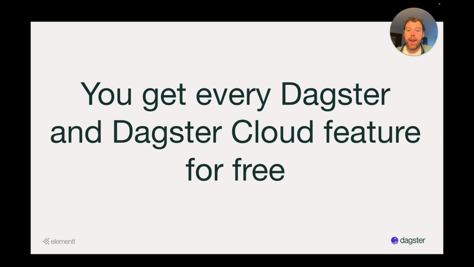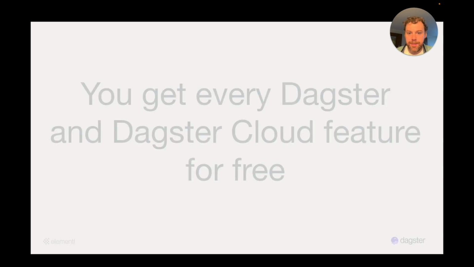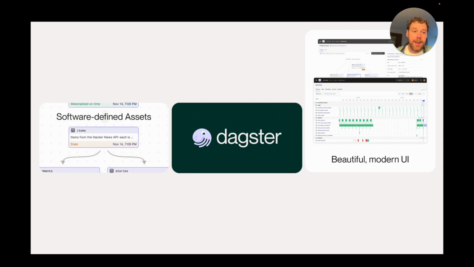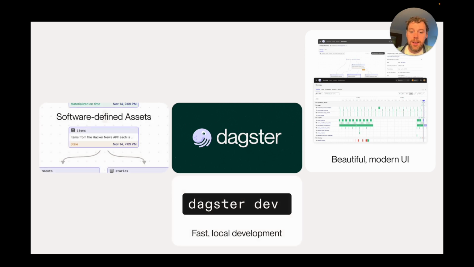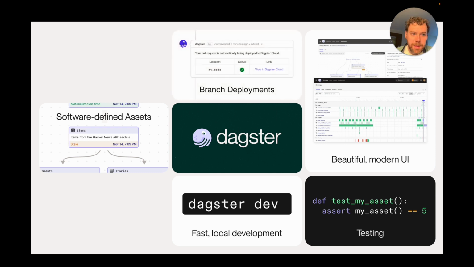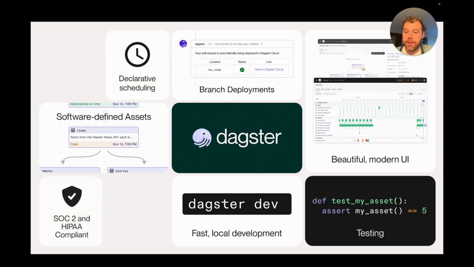And at the end of the day, you get every Dagster and Dagster Cloud feature for free with your existing Airflow code with no modification. So this includes our beautiful modern UI. This includes taking advantage of software-defined assets. You get fast local development, which is a common pain point in Airflow development. You can take advantage of our best-in-class testing capabilities. You can use branch deployments, getting an ephemeral staging environment for every pull request if you're using Dagster Cloud. You get declarative scheduling. Dagster Cloud is also SOC 2 and HIPAA compliant.